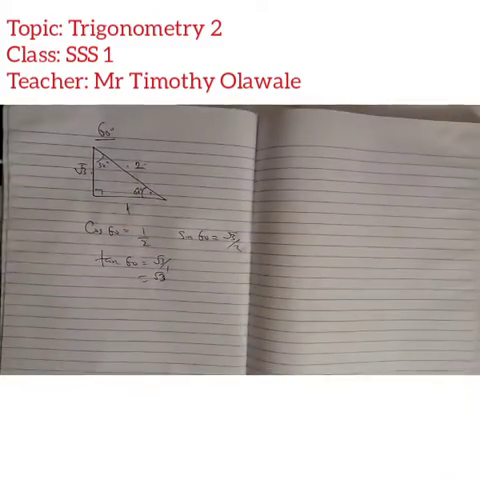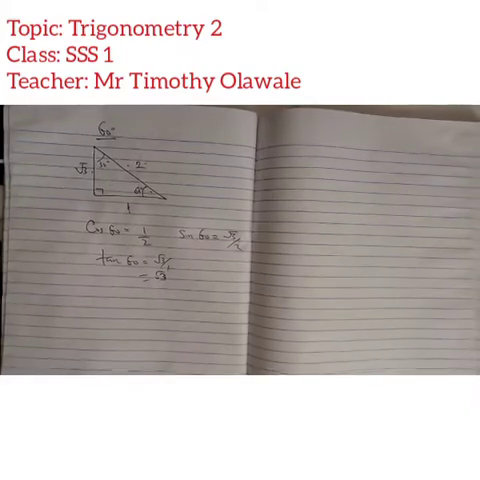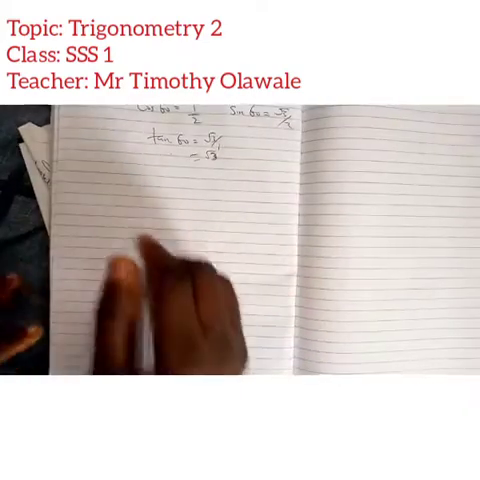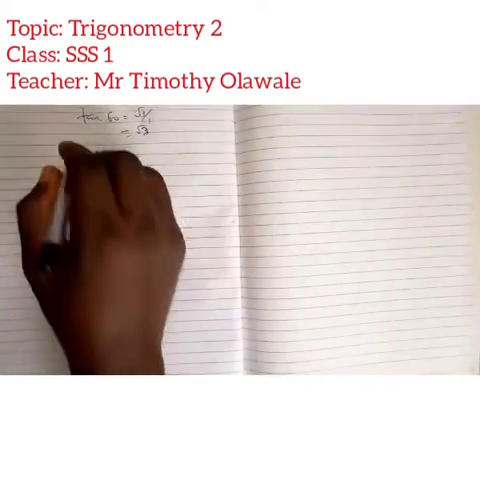So cos 60 is 1 over 2. Sin 60 is root 3 over 2. Tan 60 is root 3. Is that clear? Now let's quickly go through 45 degrees.